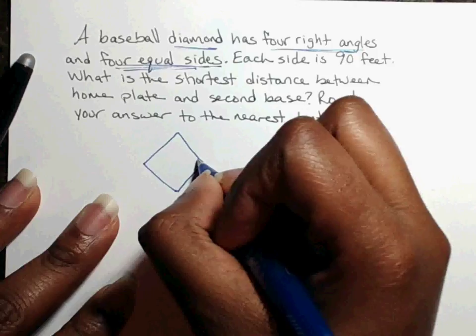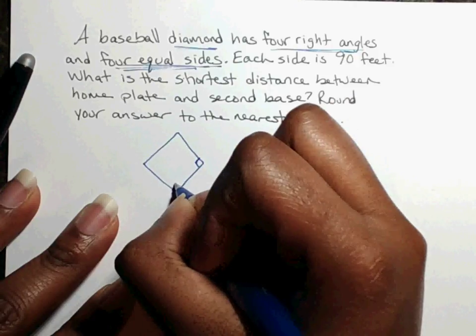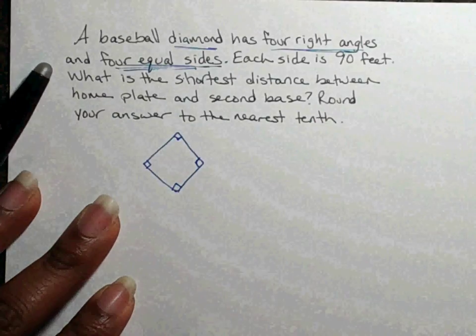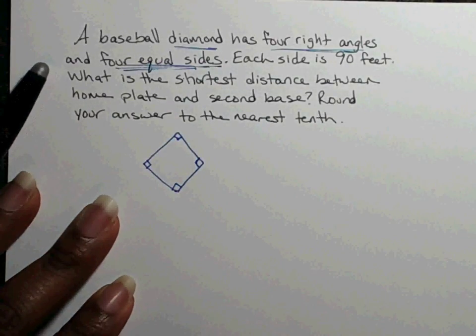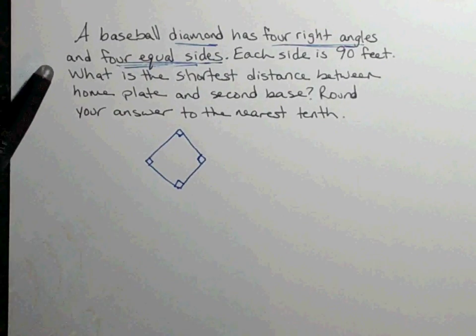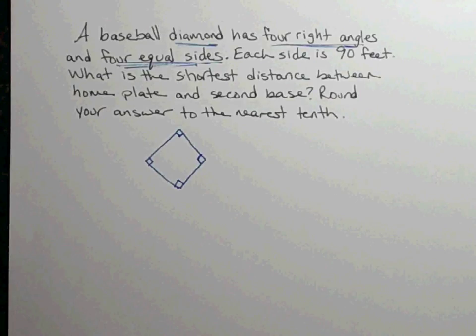And when I draw my diamond, I'm going to try to make them so that I have right angles. That diamond is looking kind of excited, if that's a good word to describe it. It's not really looking very strict. But anyways, so I have my diamond.